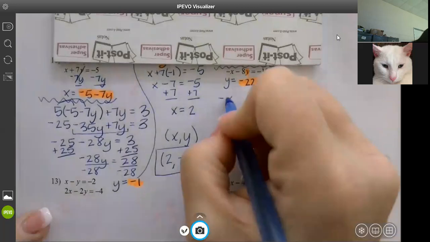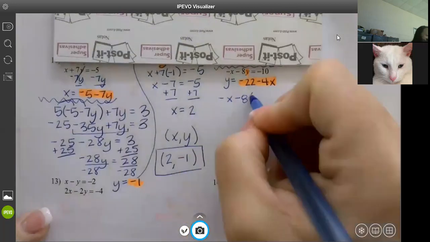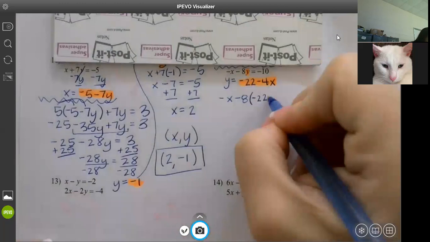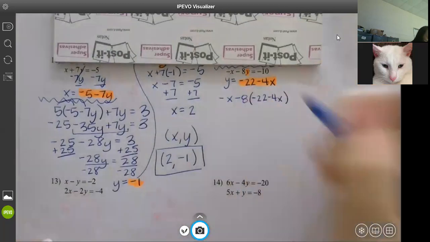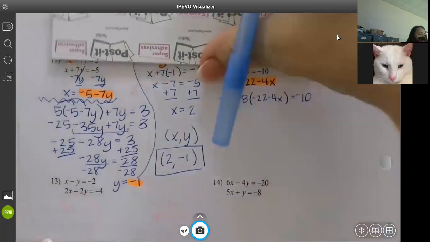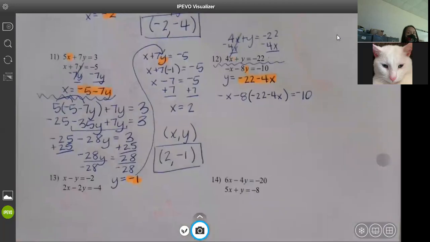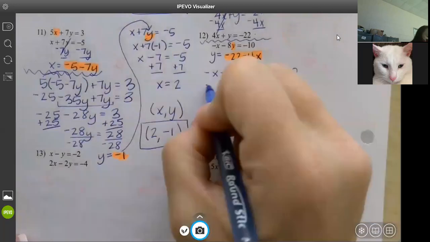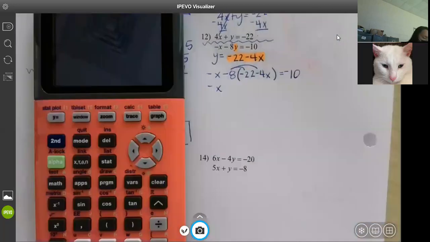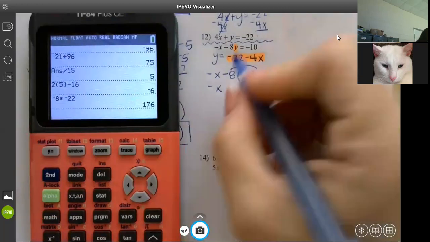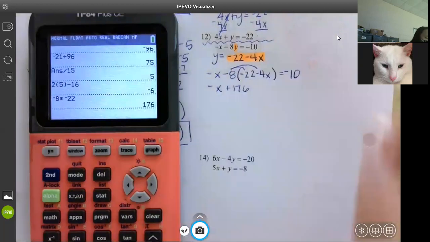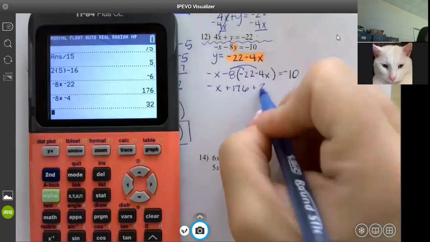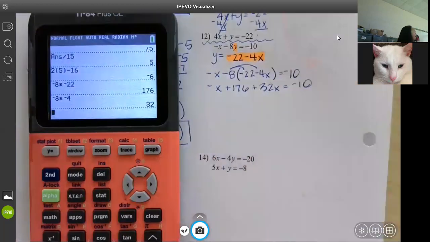I'm going to start writing it down. So negative x minus 8. When I get to the orange y, I put a parenthesis, and I replace it with the big orange, negative 22 minus 4x. And then I keep writing my equation, equals negative 10. What's the first thing I need to do? Distribute. So I get negative x. Again, if you can't do it in your head, that's fine. I don't expect you to. I get positive 176. Negative 8 times negative 4 is a positive 32x equals negative 10.